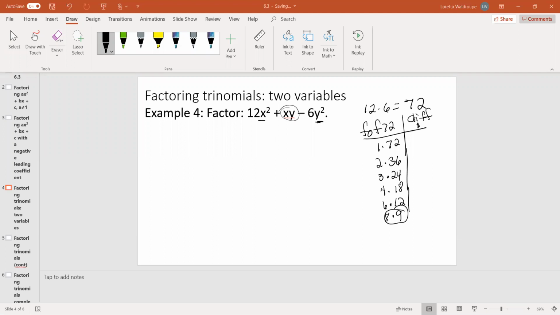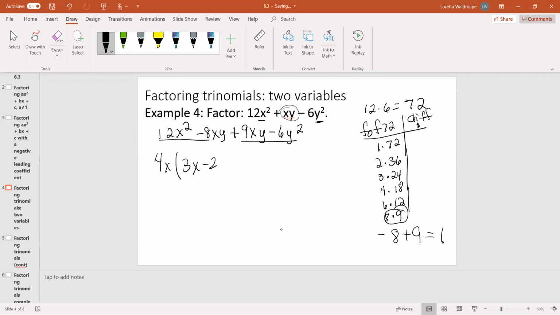Now I want a positive 1 this time. So if my 8 is negative and my 9 is positive, that'll give me my positive 1. So I have 12x squared minus 8xy plus 9xy minus 6y squared. Grouping and grouping. 8 and 12 have a 4 in common, and they both have an x. Divide by 4 and x, we're left with 3x. Divide by 4 and take away an x, we're left with 2y.